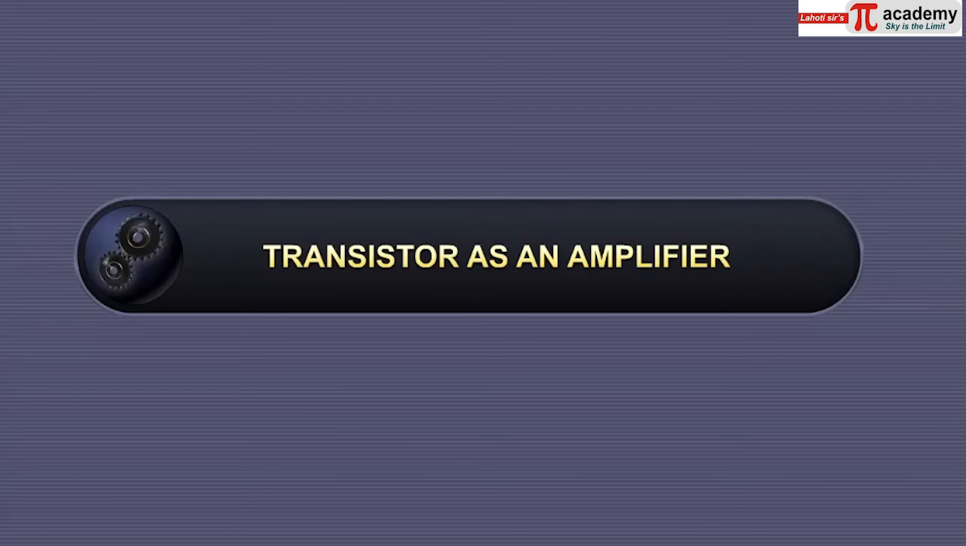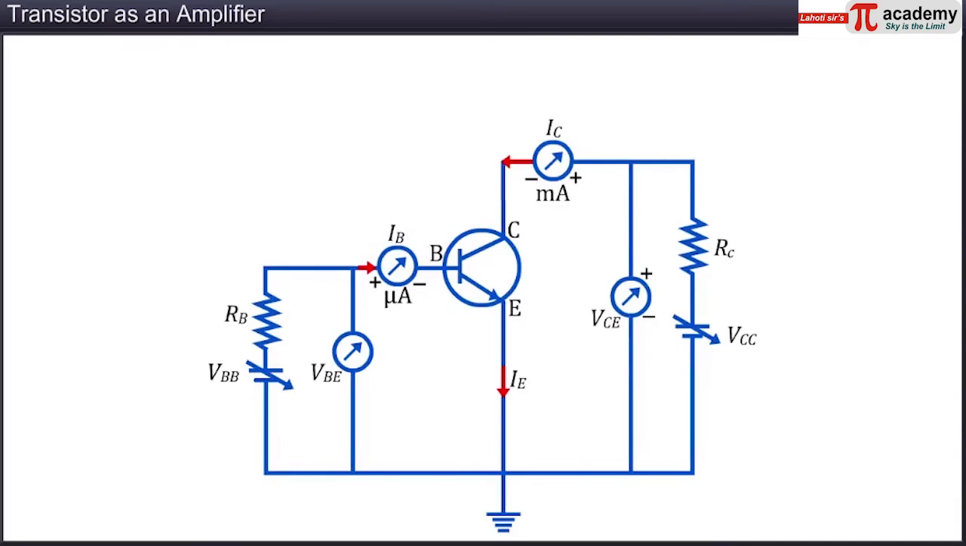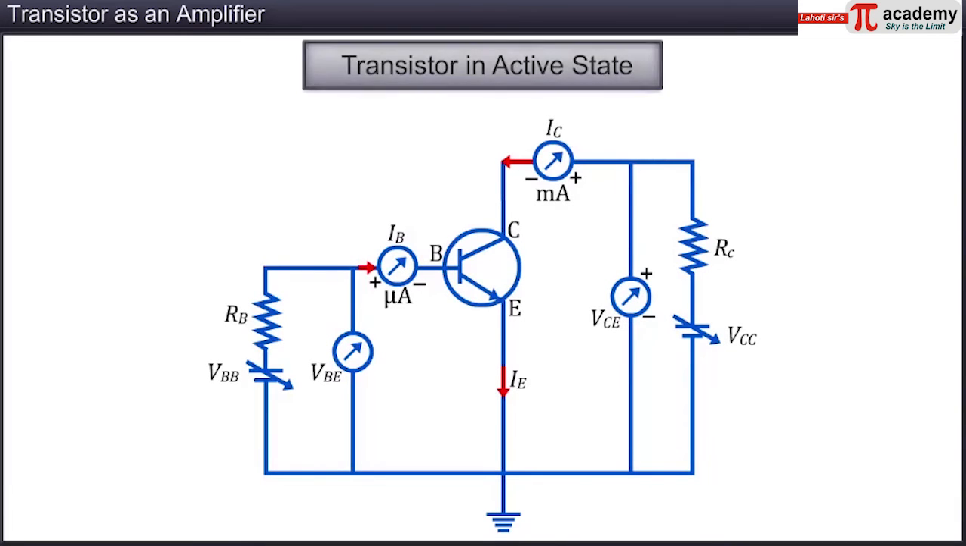In this module, you will learn about the use of a transistor in the common emitter configuration as an amplifier. You have learnt that when a transistor is in the active state, a small increase in the base current IB causes a large corresponding increase in the collector current IC. Thus, a transistor in the active state behaves like an amplifier.